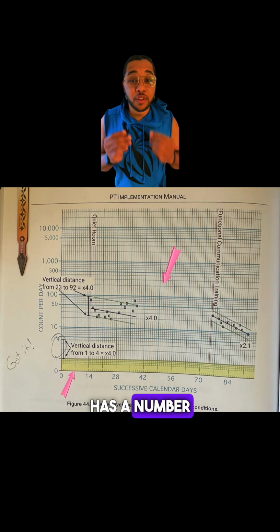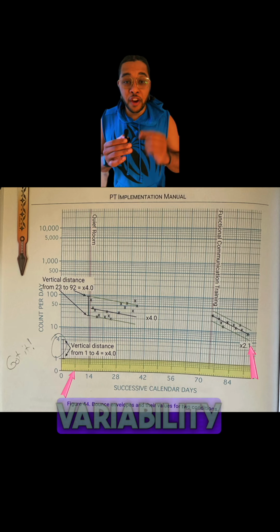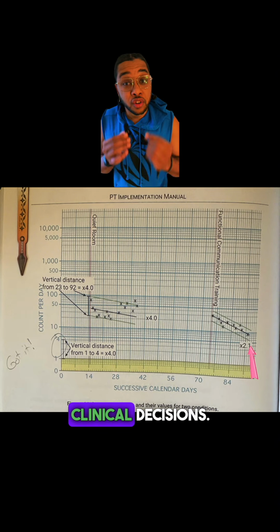Instead of saying there is high or low variability, guess what? The chart has a number to precisely identify the degree of bounce in the data. When describing variability on a line graph, you can't do that, and this affects how you make clinical decisions.